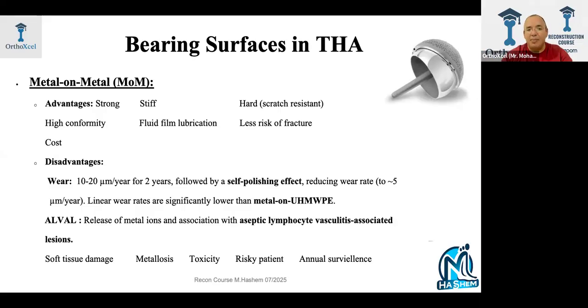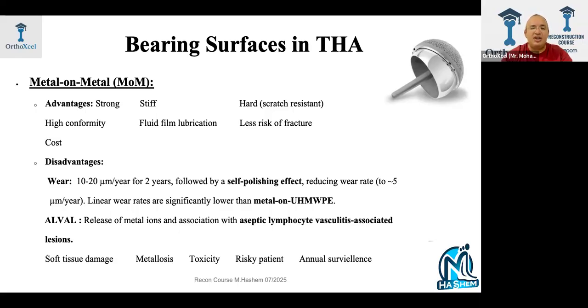Okay, my metal on metal has nicely high conformity, has fluid film lubrication, cost is okay, it is very stiff, hard, and strong. Okay, the problem is if the wear from the metal on metal induces this ALVAL reaction, you will have catastrophic problems. Problem number one, it induces metallosis, which again is a lymphocytic reaction against the amount of metal coming out from the metal on metal wear.